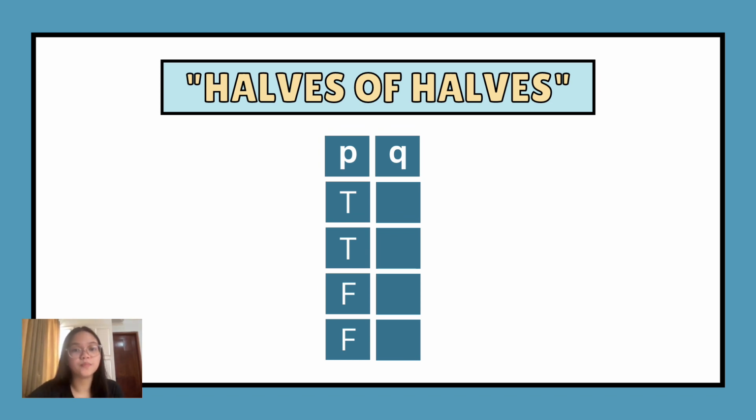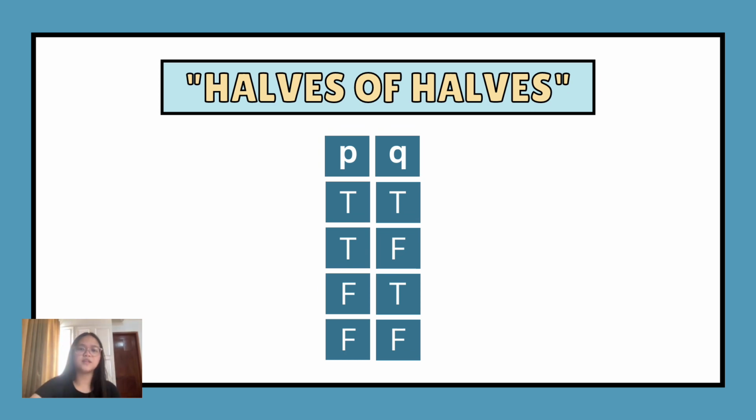Now, Q. Let's focus on the first half, which is the 2 cells with T. Then we put T on the first half, and then F on the second half. Then we do the same on the next half of F. See what we did? We half and then we half. That's why we like to call it the halves of halves. Now, this is also what you need to do if we have P, Q, R or more than 2 propositions. We half and then half until we reach the point where the T and F alternates.